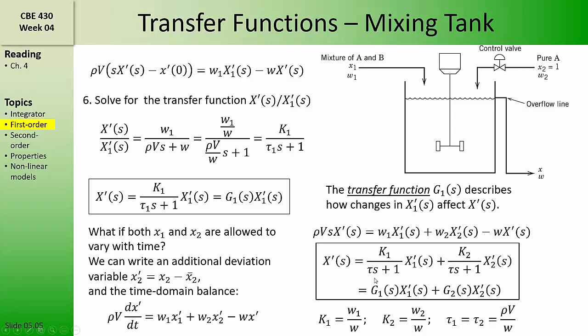Both of these transfer functions also have a time constant in the denominator multiplying s. In this case, that time constant for both transfer functions is the residence time of the tank, rho V divided by W. That time constant determines how quickly the system will reach the new steady state in the time domain.